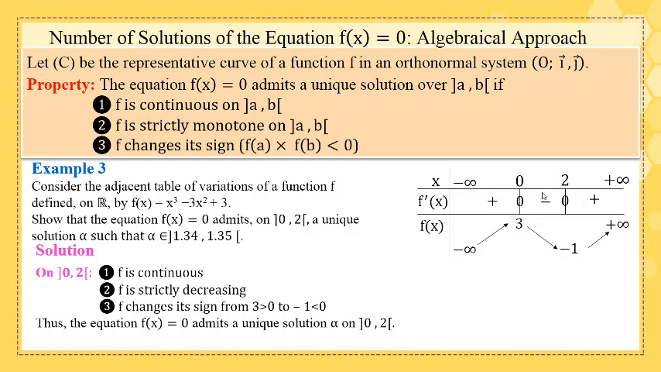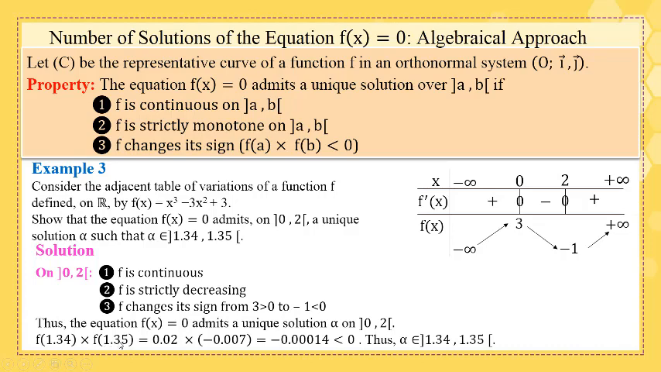We can't see that f changes its sign on the interval 1.34, 1.35. So we will use this way. F of 1.34 times f of 1.35 is negative. Thus, alpha belongs to this interval. Thus, f of alpha equals 0. Please go to the table of variations and add this result. Later on, it will help us in studying the sign of f.